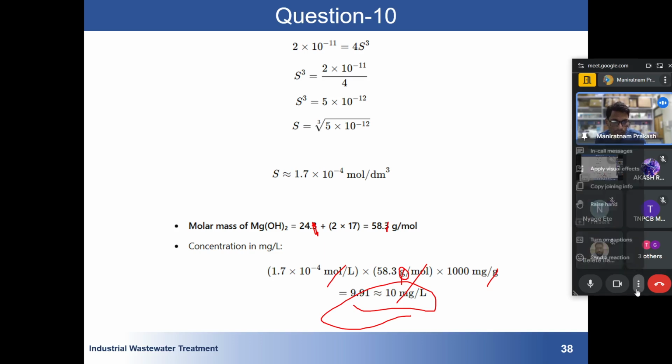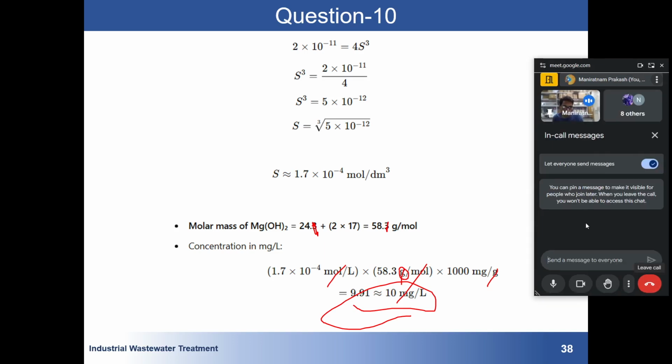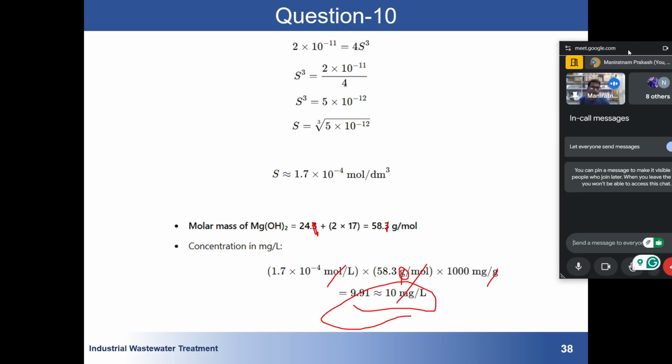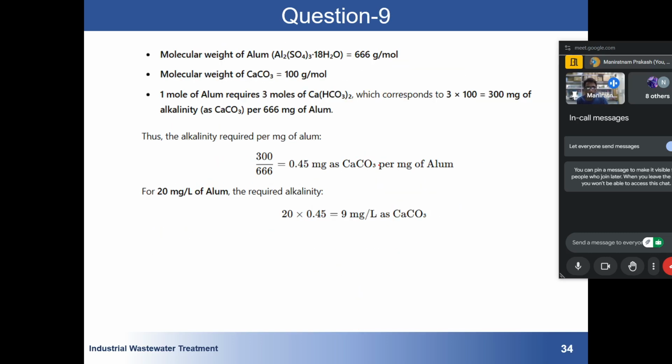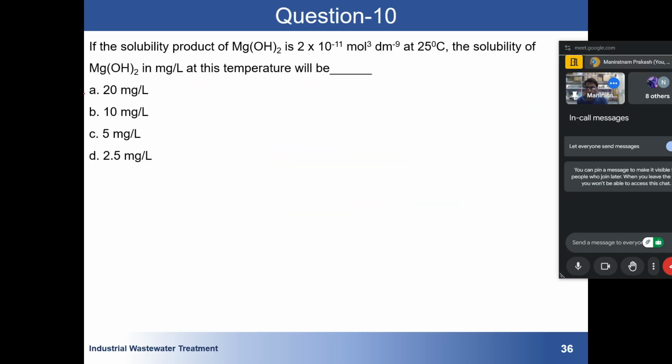I think one of you has reported this. Oh, all the chat has disappeared. Okay, no problem, but all the chats are gone. I think those who remained in the chat might be able to see the chat history. But the correct answer is B. One of you has answered it. So good.